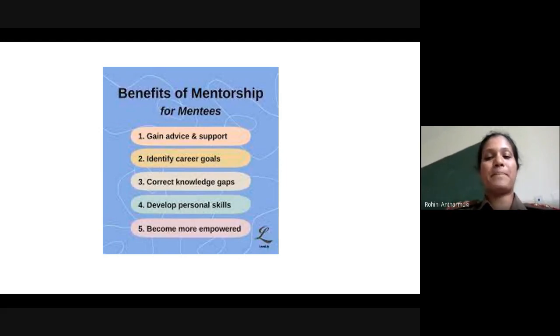Become more empowered. Just by seeing some videos or some YouTube channels, you will not be able to be empowered. So you are supposed to ensure that you get to know a person who has already been in that field and knows all the do's and don'ts of that field. That empowers you the most, right?